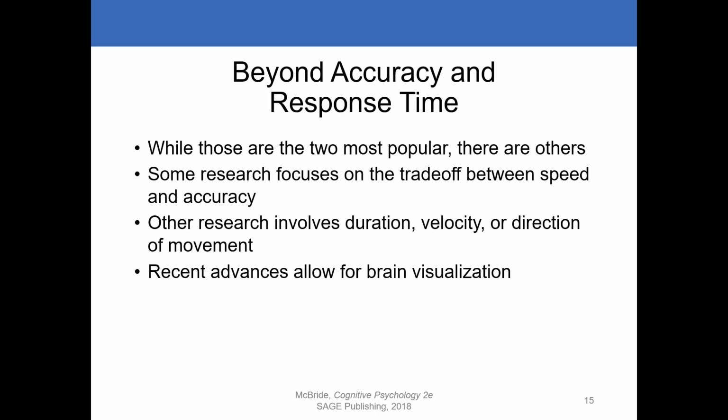There's also research that looks at the trade-off between speed and accuracy, because usually the faster you go, the less accurate you are, and the slower you go, usually the more accurate you are. We could also look at duration, velocity, or direction of movement. So we could look at various other cognitive processes. We can also look at brain visualization: how you visualize something in your mind when I ask you to think about it, or what parts of your brain light up. There's a whole field that's really burgeoning, especially with the technology we have now for brain imaging.